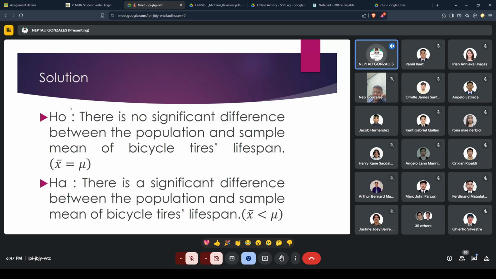Basta ang first lagi, no significant difference. Ibig sabihin, equal lang yung sinasabi niya. Whether it's 3.5 years or 5 years, the quality of the tires are the same. Yun ang ibig sabihin. Quality of the tires.